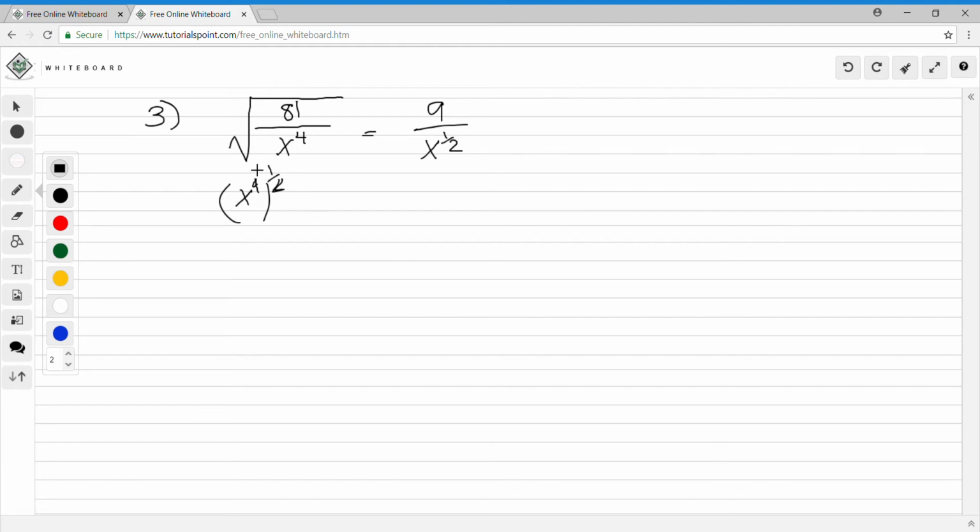And remember exponents? When you're raising a power to an exponent, we're not adding exponents, we multiply them. So it's like saying 4 times 1/2, which is 4/2, which is 2. So that's like saying x squared. Yeah, it's x squared. Why did I put 1/2? It should be 9 over x squared. Good. Yep, that's the final answer.